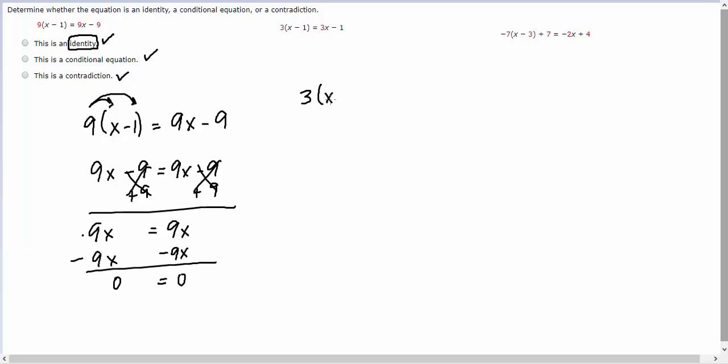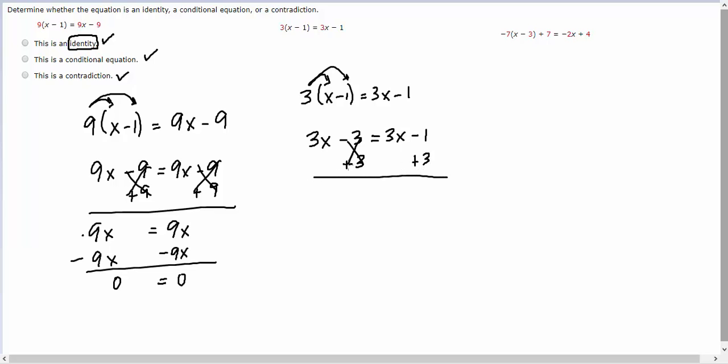3 times x minus 1 equals 3x minus 1. Now be careful here. This one looks like the one we just did, but it's a little bit different when we do this algebra. So I'm going to do 3 times x is 3x, and 3 times negative 1 is negative 3. And over on this side, we have 3x minus 1. So if we do the same methodology, here things will cancel out in a sense. So we're left with 3x on this side equals 3x plus 2.